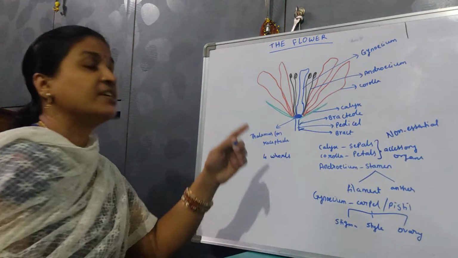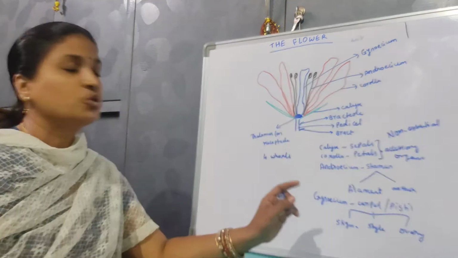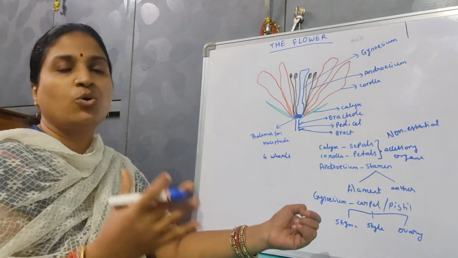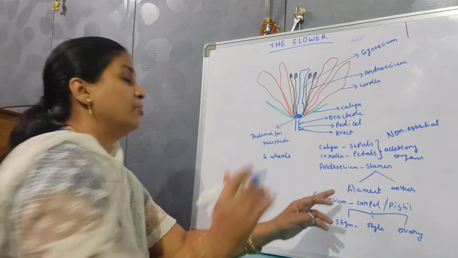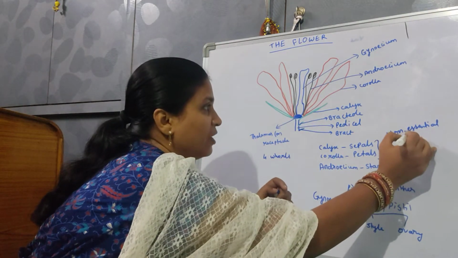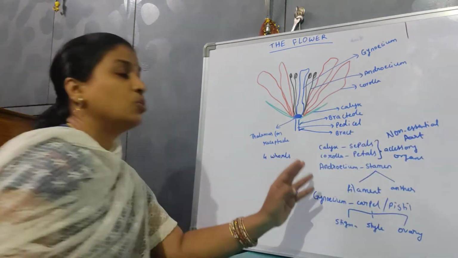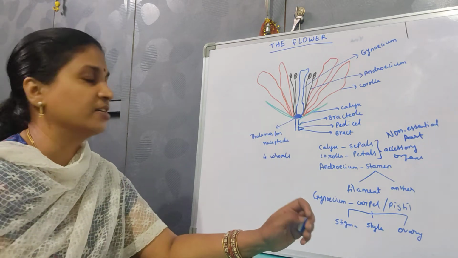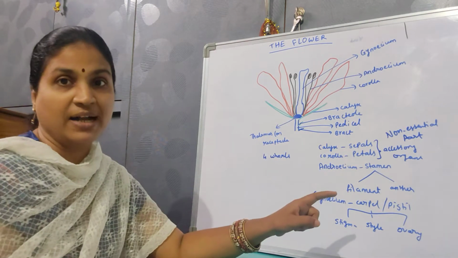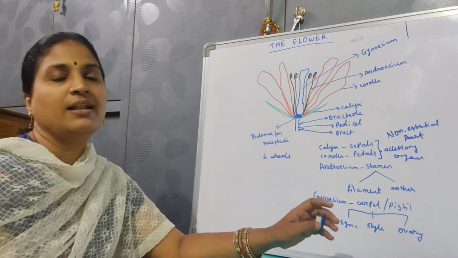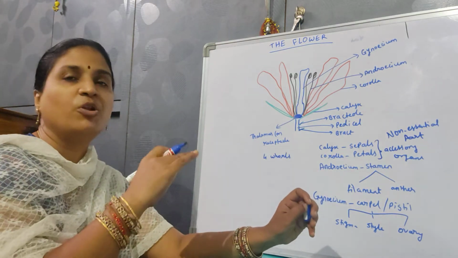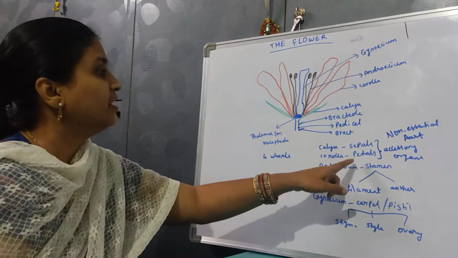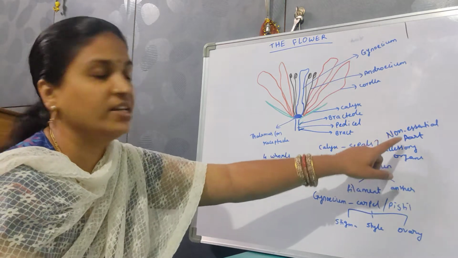See, first I told you it is a reproductive unit, useful for sexual reproduction. So these two parts, sepals and petals, don't play a major role in sexual reproduction, but their role is to attract the insects for pollination. If pollination occurs, then only reproduction occurs. Mainly the petals, which are colored parts, attract the insects and help in pollination, meaning transfer of pollen grains from one flower to another flower. In detail, we will study in the next lecture. So these are the accessory organs, non-essential parts.